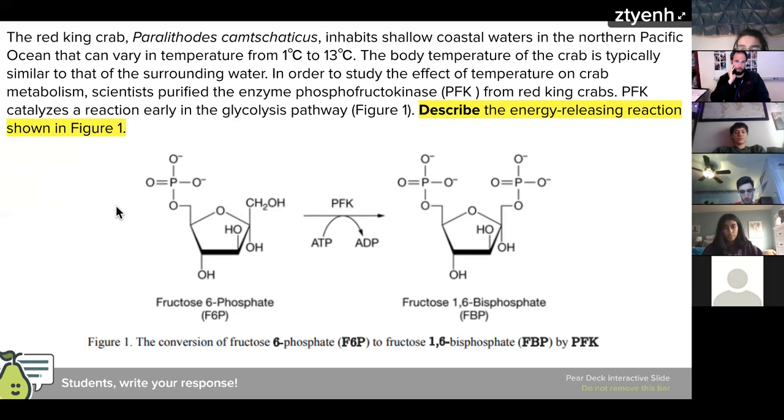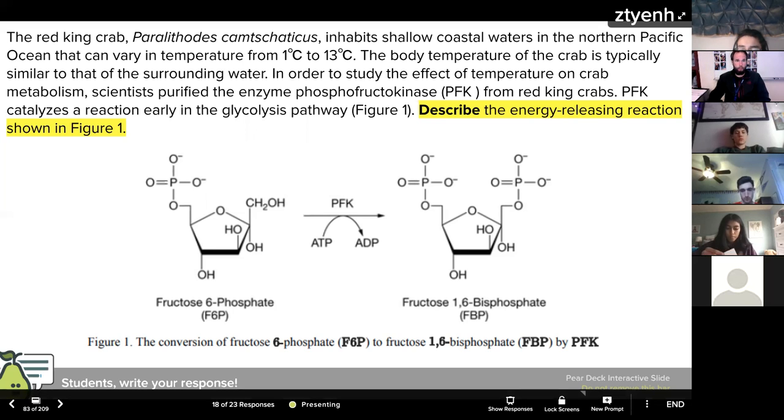Would you categorize that as anabolic because the molecule needs energy to absorb to make that bond? So the fructose 6-phosphate to fructose 1,6 bisphosphate is absolutely the anabolic reaction. The catabolic reaction is the breakdown of ATP. Yeah, okay, sounds good. Any other questions about that before we move forward?